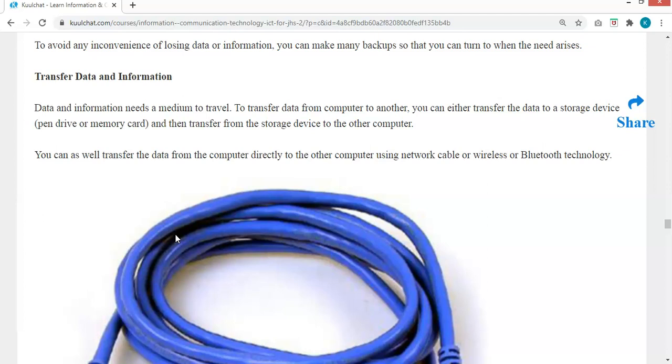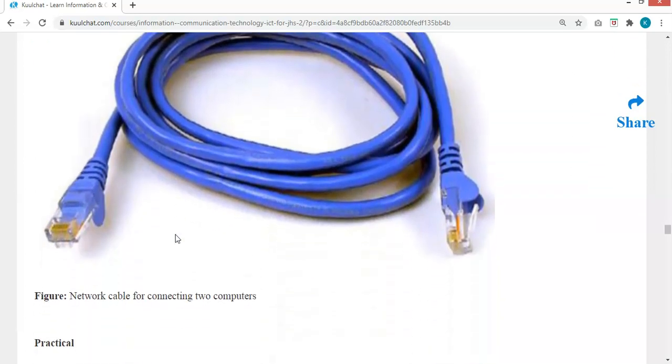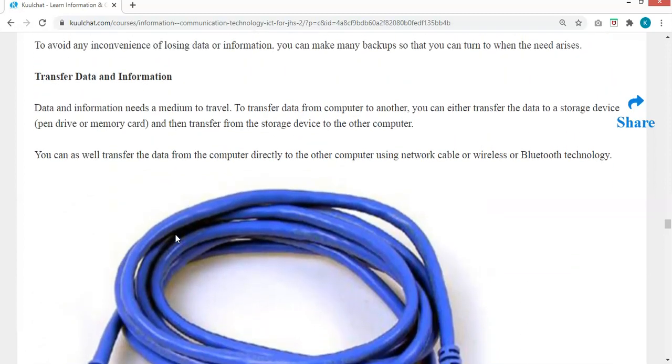Okay. So you can use a data cable to transfer data or files from one computer to the other. You can as well use a storage device to transfer it. You first transfer from the computer to the storage device, then you connect that storage device to the other computer, then you transfer from the storage device to that computer. So if you have one computer here, the storage device here, and another computer here, you transfer from this one to the storage device, then from the storage device to the other computer.